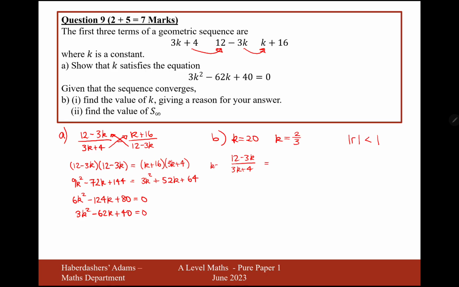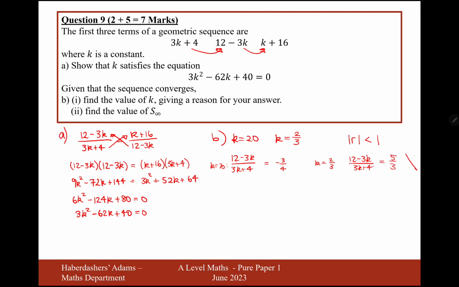So 12 minus 3k over 3k plus 4. I'm first going to substitute in when k is 20. So fraction button, 12 minus 3 times 20 divided by 3 times 20 add 4 gives us minus 3 over 4. So that is a potential value that we could use for a converging sequence. And when k is 2/3, let's go back and substitute in 2/3. We get 5/3. 12 minus 3k over 3k plus 4 gives us 5/3.